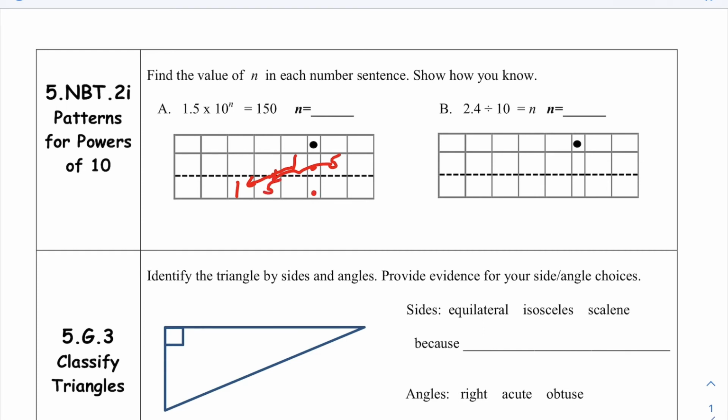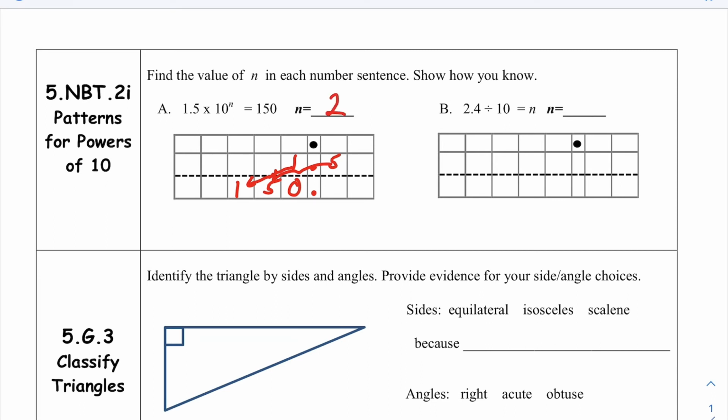And then here's my place value. Here's my decimal point, and here's my place value holder. So I built the number 150. Well, how many shifts did I need? I needed 2 shifts. Therefore, I need to multiply by 10 2 times. So n equals 2.